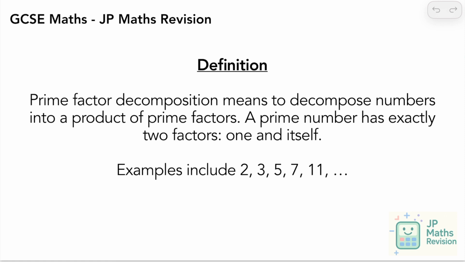So a quick definition before we get started. Prime factor decomposition means to decompose numbers into a product of their prime factors. A prime number has exactly two factors, one and itself. So some examples include 2, 3, 5, 7, 11, and this is because the only factors that these numbers have are themselves and 1.